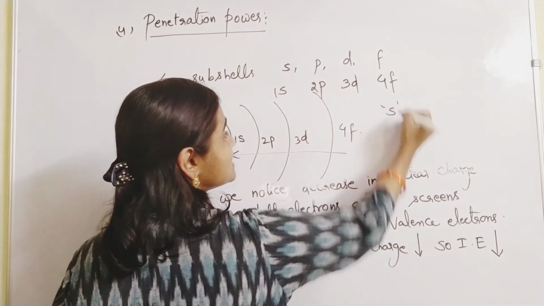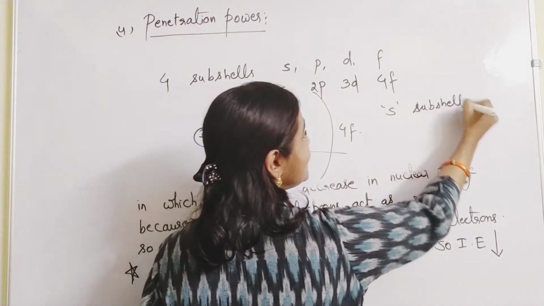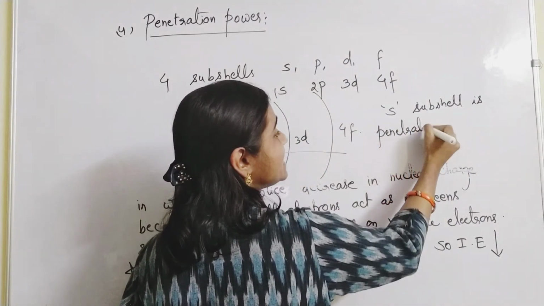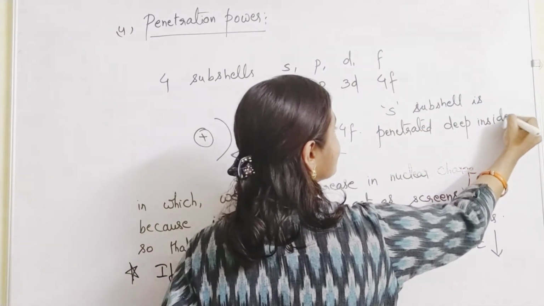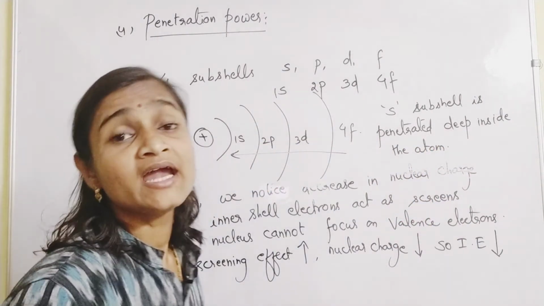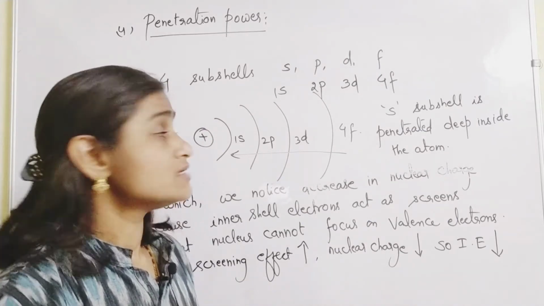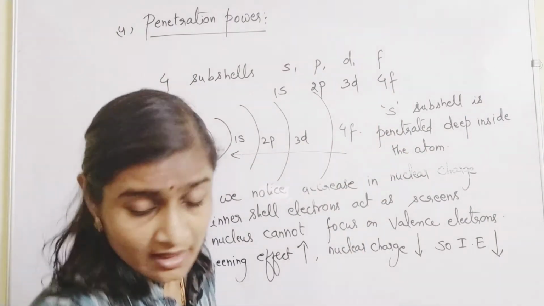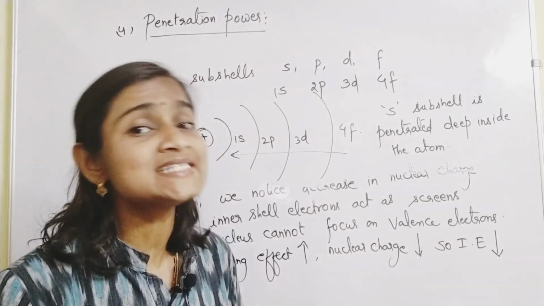Okay, now please understand carefully. S subshell is penetrated deep inside the atom. That means very nearer to the nucleus. So because S subshell is very nearer to the nucleus, the influence of nucleus will be more on whom? It will be more on S subshell only.